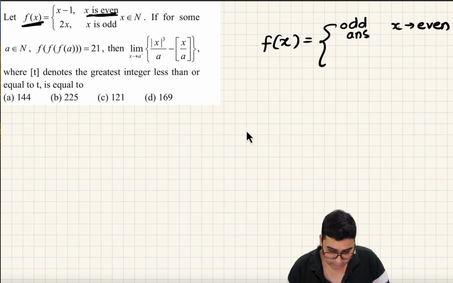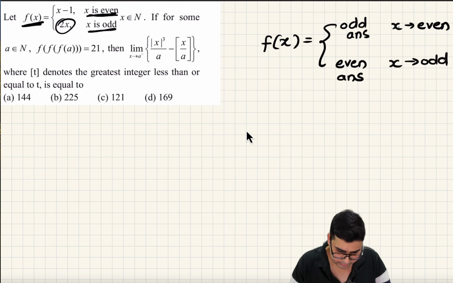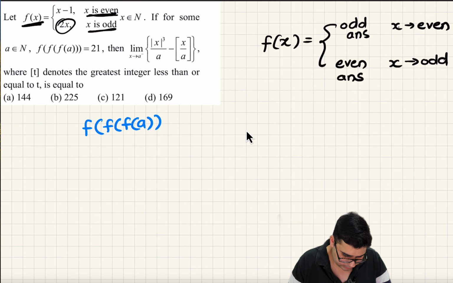एक कम की वैल्यू तो ऑड हो जाएगा इवन नंबर, और अगर x ऑड है तो आंसर 2x है, बट 2 से मल्टीप्लाई करने से तो इवन आंसर आता है. सो इवन आंसर if x is odd. Now this is a good way of looking at the question. इससे काफी आइडियाज अपने को मिलेंगे. So f of a is actually 21.